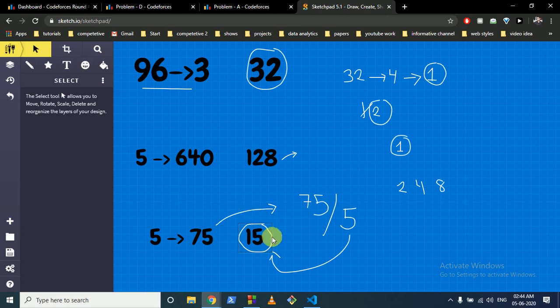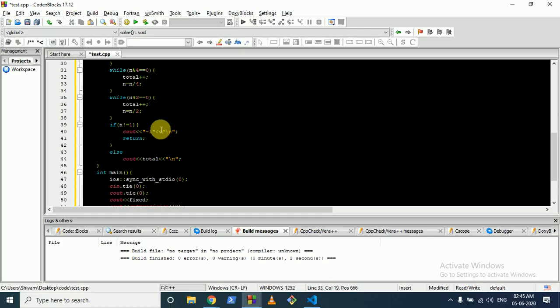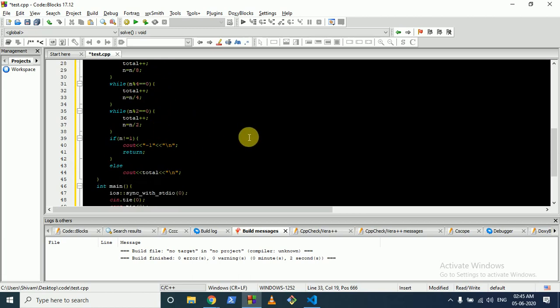Because, let's say we divide 75 by 5, it's equal to 15. We try to divide it by 8, 4 and 2, and nothing will happen. It will not divide by any of the numbers, and the value of n will not change, it will remain 15. So it means the number cannot be formed from these numbers, and thus we output -1.